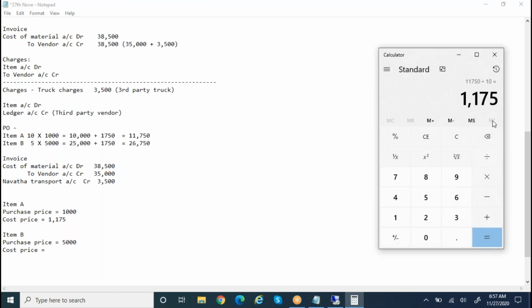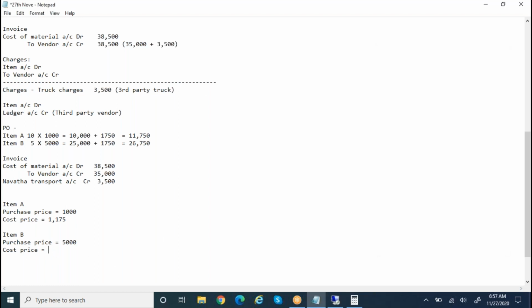If you are distributing equally, here 26,500 divided by 5 is 5,300. This is not a good method, this is not a best practice, but it is available. Like this it will be updated. So 300 will be updated here, and here 175 will be updated.